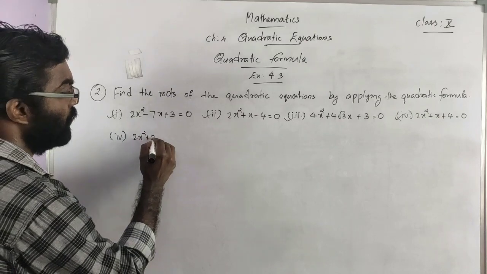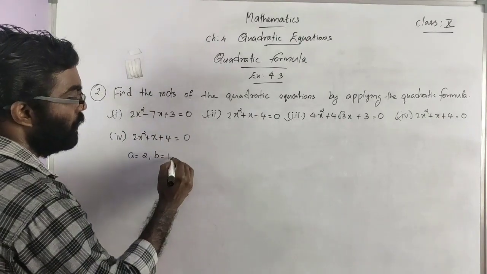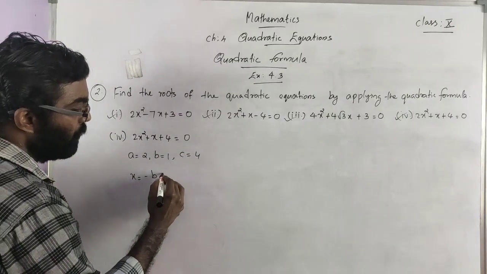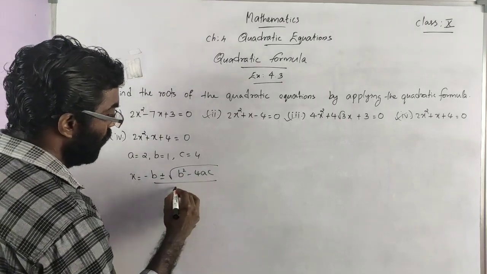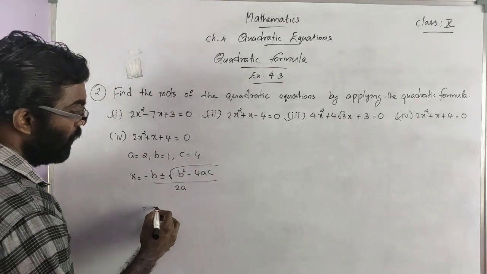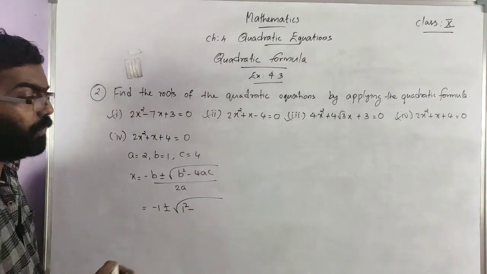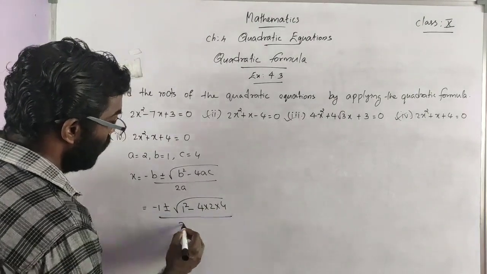2x square plus x plus 4 is equal to 0. Here a equal to 2, b equal to 1, c equal to 4. And x equal to minus b plus or minus root of b square minus 4ac divided by 2a, which is equal to minus 1 plus or minus root of 1 square minus 4 into 2 into 4, divided by 2 into 2.